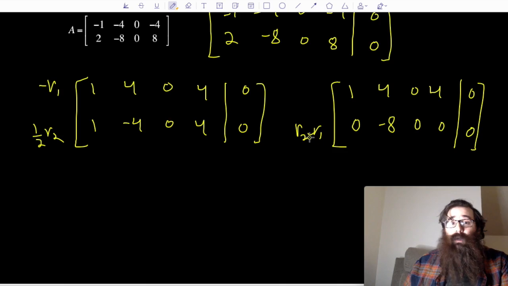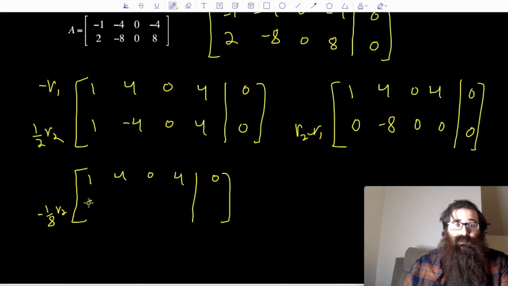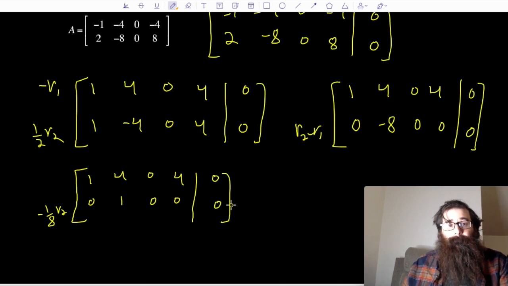Now I'd want to scale row 2. I can do a negative 1/8 row 2. So here row 1, I'm going to replace it, 1, 4, 0, 4, and then augmented with 0. Row 2 is going to be 0, 1, 0, 0, augmented with 0.